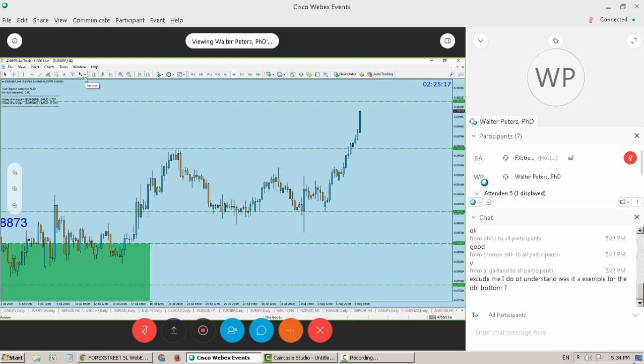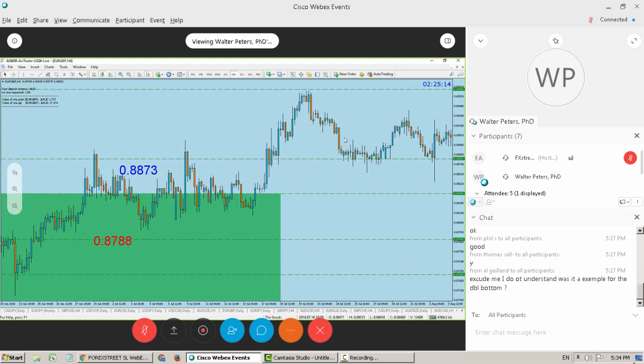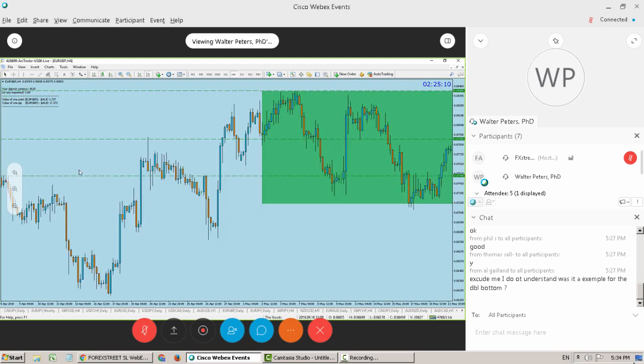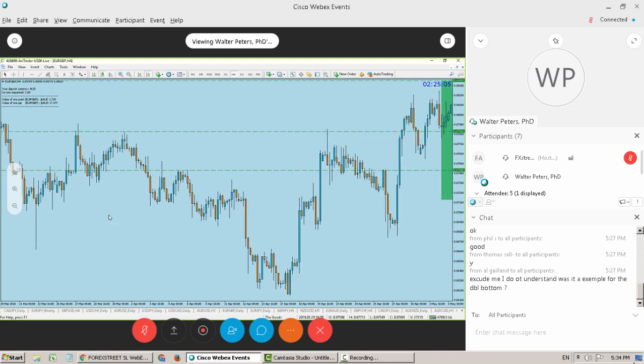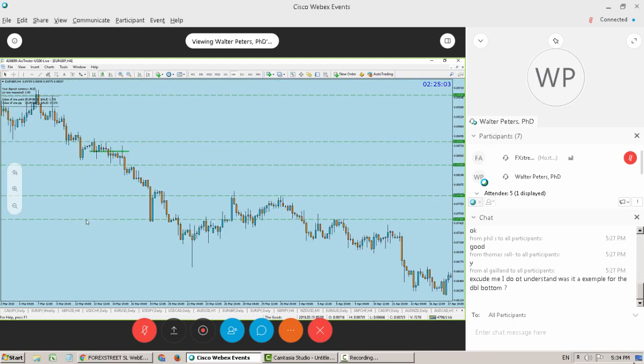Let's see here. Let me find a lovely looking Ghost Valley or Ghost Peak for you so you can get an example what this looks like. Let's see here.